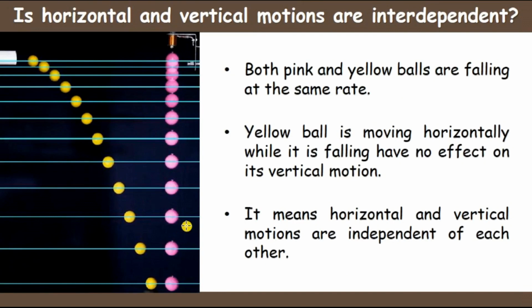Now if you look at it, are horizontal and vertical motions interdependent? Look at that. Both pink and yellow balls are falling at the same rate. Am I correct? You were able to see the ball and the time interval associated with them, correct? The yellow ball moving horizontally while it's falling has no effect on its vertical motion. It means horizontal and vertical motions are independent of each other.